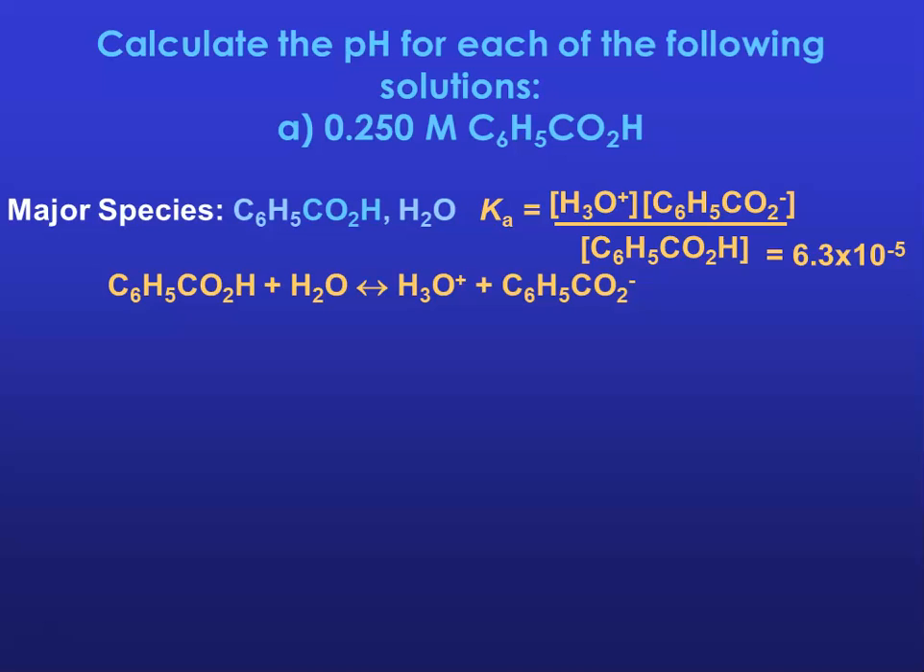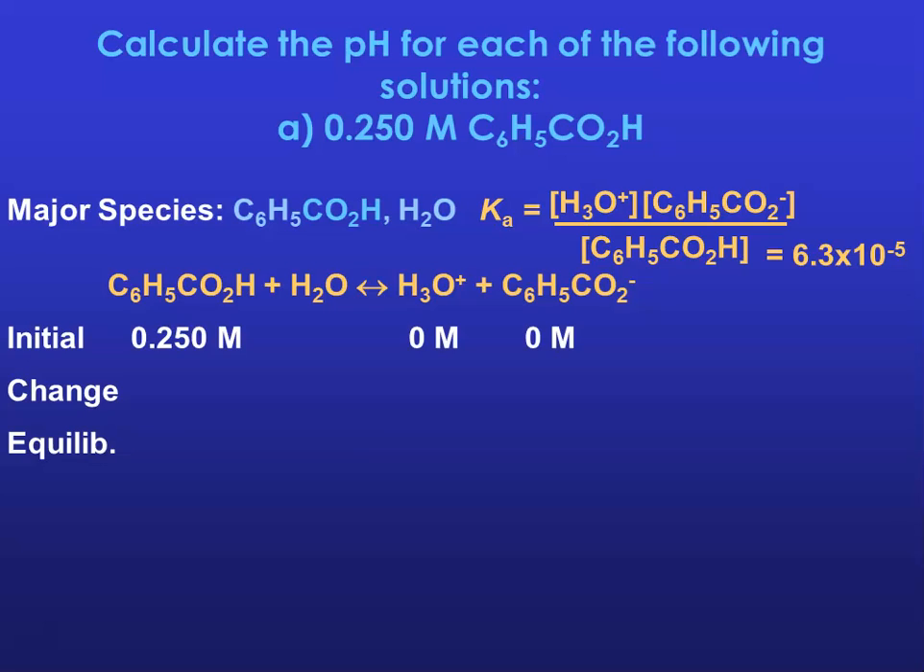And that is equal to, according to my table, 6.3 times 10 to the negative fifth. Again, I'm setting this up for you initially, but my hope is you're going to reach a point where you're not going to need to do these ICE charts so much for these straight weak acid or weak base problems. We have an initial concentration of 0.250 molar. We do not have any of our products, which means that Q is less than K. We're going to need to take away from our reactants and add on to our products.